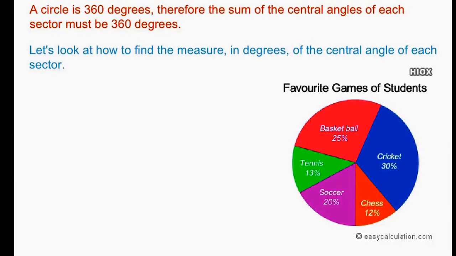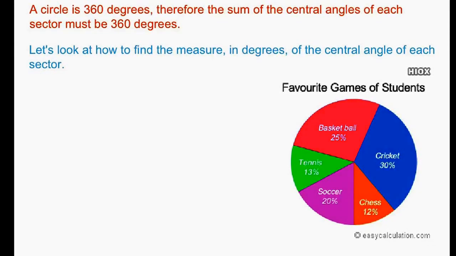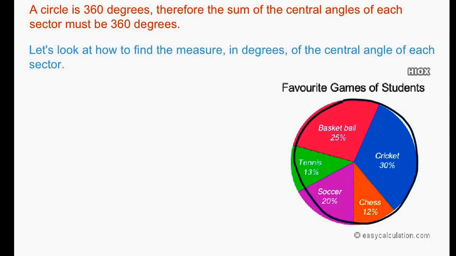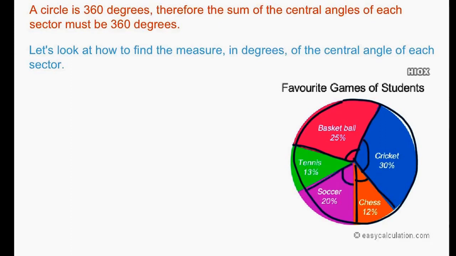Alright, now, a circle is 360 degrees around. Okay, we've learned that before. Therefore, the sum of the central angles of each sector must be 360 degrees. So that's the central angle of basketball. Here's the central angle of cricket. There's the central angle of chess. There's the central angle for soccer, and there's the central angle for tennis.